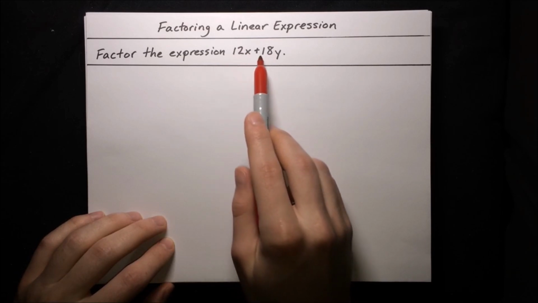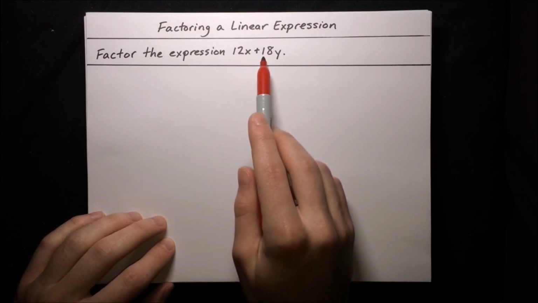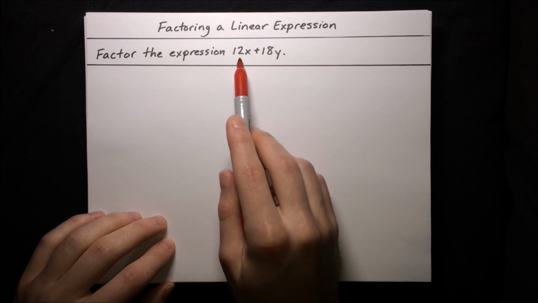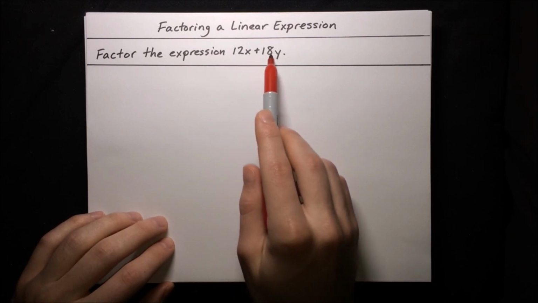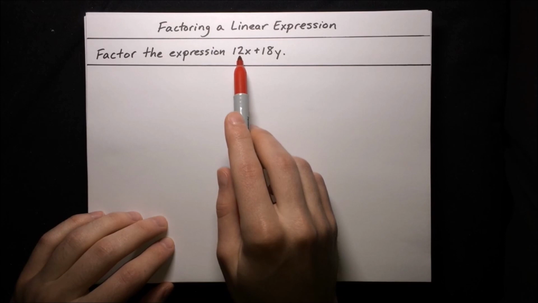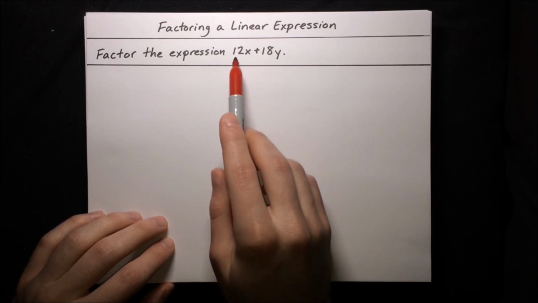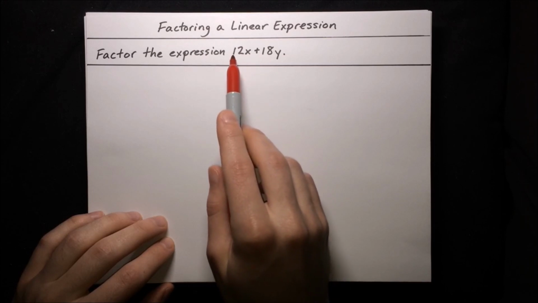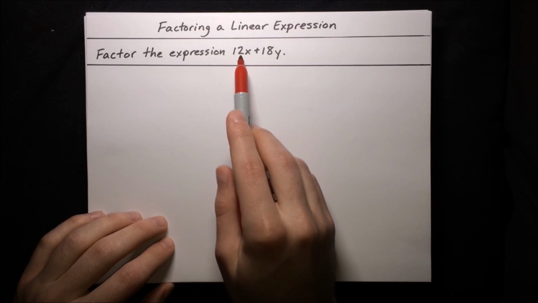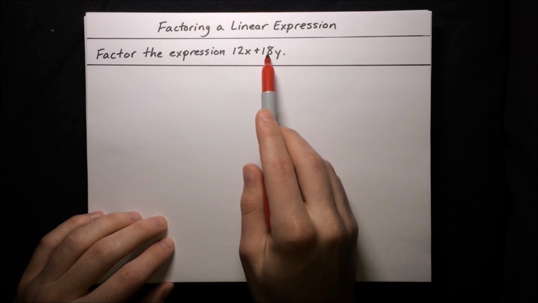Well, 12 and 18 are both even, so we can divide them both by 2, but I think we can do even better. They're also divisible by 3, which means they're also divisible by 6, because if they're divisible by 2 and 3, then they're also divisible by 6. So 12 divided by 6 would be 2, 18 divided by 6 would be 3.